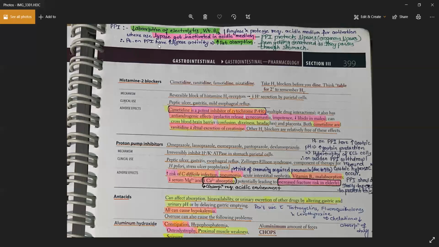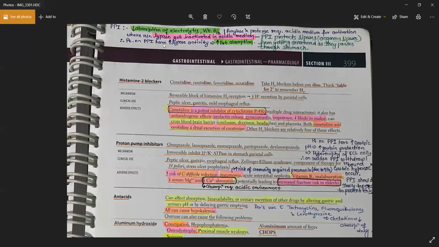So the lipases get inactivated in the acidic medium. So if you give the patient proton pump inhibitors, then you're inhibiting the acidic medium, right? And as a result, the lipases will become too much activated, so they will cause increased absorption of the fat.